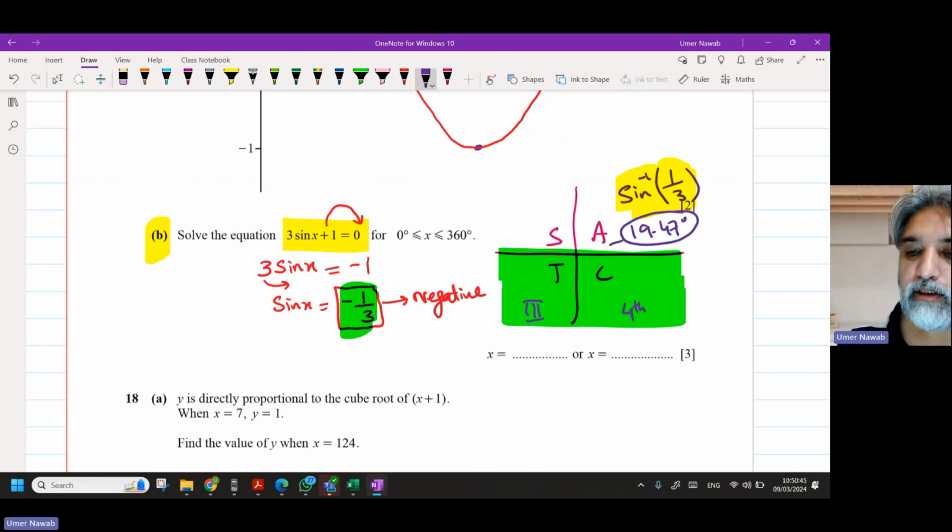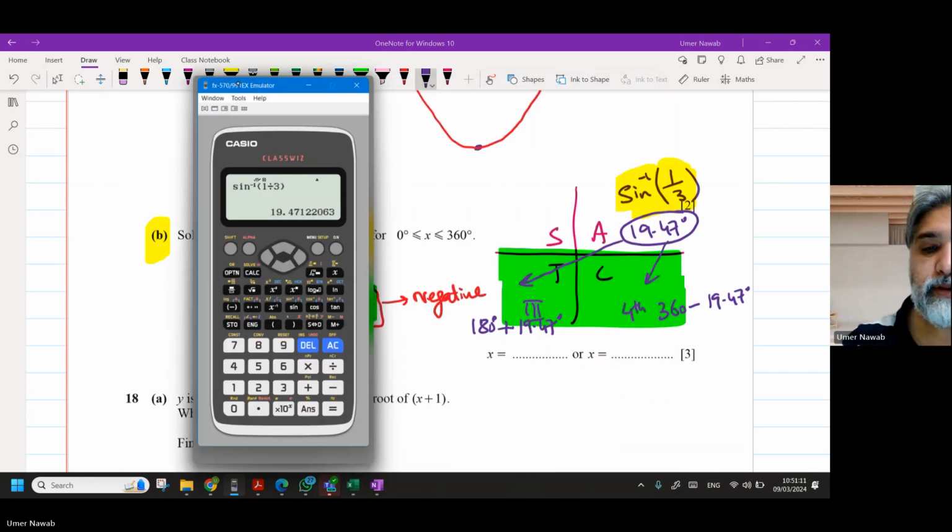And now you can transfer this angle into the third quadrant and the fourth quadrant. So there is a formula for that. When you send the acute angle to the third quadrant, we always add 180 to it. And when we transfer the angle from the first quadrant to the fourth quadrant, the formula is 360 minus 19.47. Now let's write our answer.